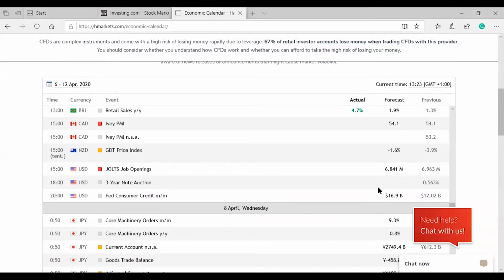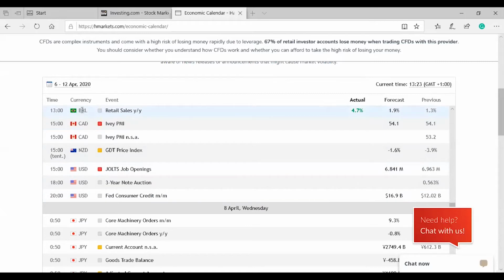So right now, what the Hantec Markets one is showing us, which is very clear and simple to look at, is you have the date, the 6th of April to the 12th of April. That's Monday to Sunday this week, okay? We then have the time that the data is coming out. And we then have the currencies that it will affect, okay?